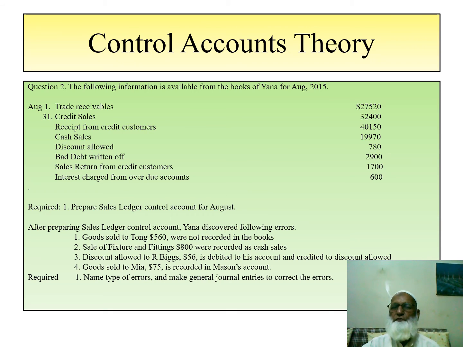Cash sales is not to be added in the sales ledger control account. Discount allowed is okay. Bad debt written off. Sales return from credit customers, and interest charged on overdue accounts 600. These are all accounts of the sales ledger control account except cash sales. This is a cash book account. This should be entered in the cash book. Okay, what we are required to do is prepare a sales ledger control account from this information.